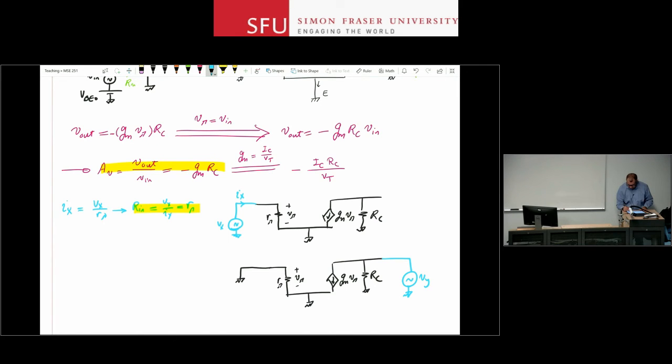Let's call this guy Vy. I need to measure Iy. The ratio of Vy and Iy will give me the output resistance of the circuit. So I need to solve this circuit.